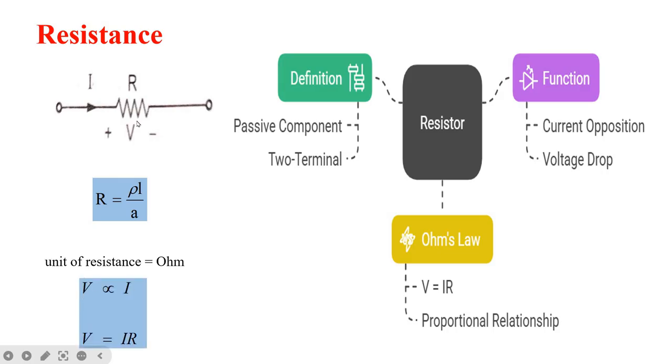Here the voltage developed across the resistor will be proportional to the current flowing through it, and we can remove the proportionality sign and take R as the proportionality constant and write it as V is equal to I into R.